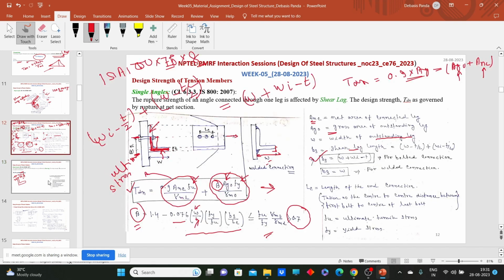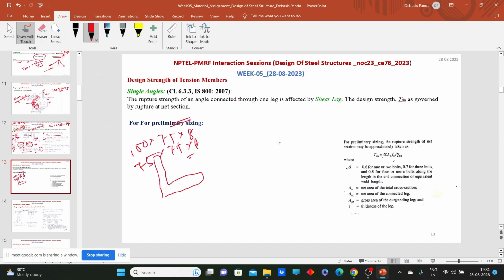For the primary sizing case, we can consider the Tdn value equal to alpha into An Fu by gamma m1. This is a screenshot of this clause, where the alpha value depends upon the number of bolts for the bolted case, and for the welded case it becomes 0.8. On the last class I discussed these things while calculating the net and effective net area for the angle section, and today's class also.